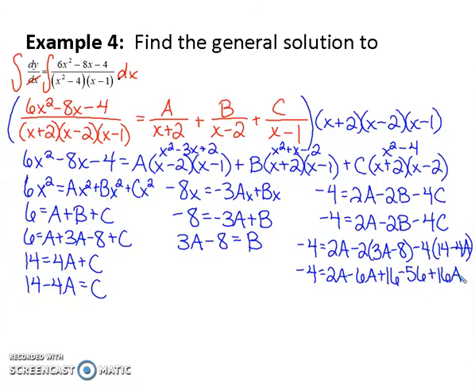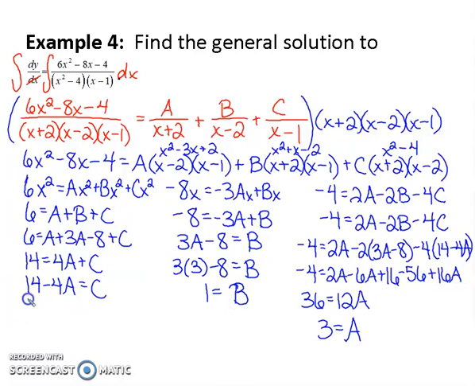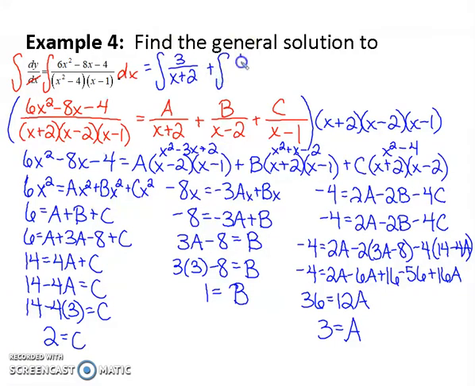If you bring all the constants over to the left, you get 36, and all the A's combine to be 12A. So A is 3, which means that B is 1, and C is 2. So your integral is now the integral of 3 over x plus 2, plus the integral of 1 over x minus 2, plus the integral of 2 over x minus 1.